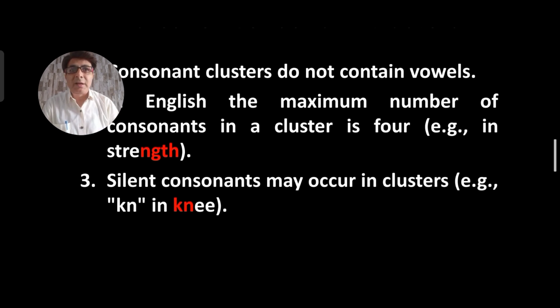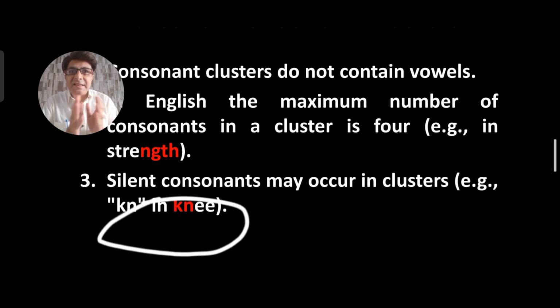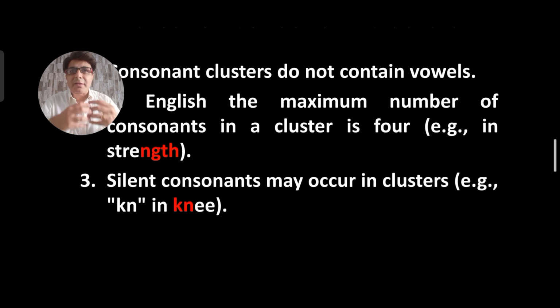And the third rule is that sometimes, in some cases, silent consonants also occur. They are also found in consonant clusters. For example, the word knee. While speaking, we do not realize that there are clusters, but when we write, we find that there is a cluster. For example, the word knee, the word knife, etc.